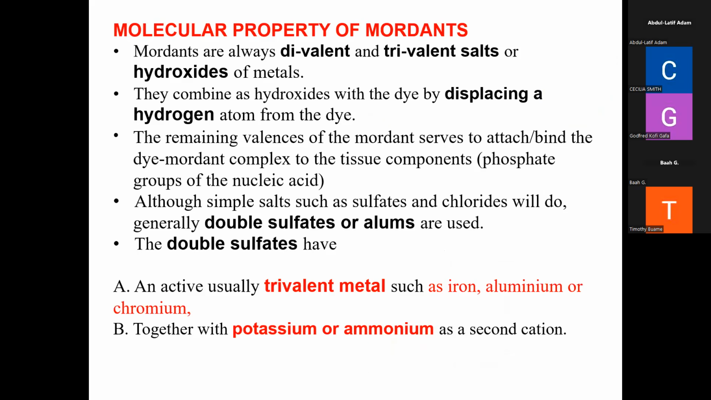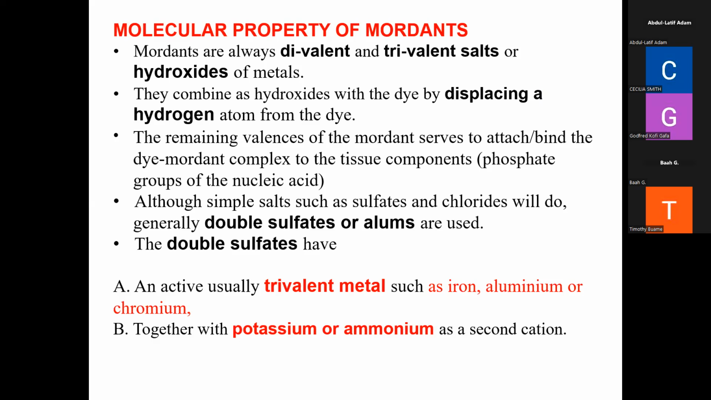So the mordants are usually metals. They are metal salts. It depends on which type of metal you use. Divalent or trivalent metals, that's +2 or +3 metal salts. Divalent is +2, and trivalent is what? +3. And depending on the metal that is used, you have the name of the mordant.